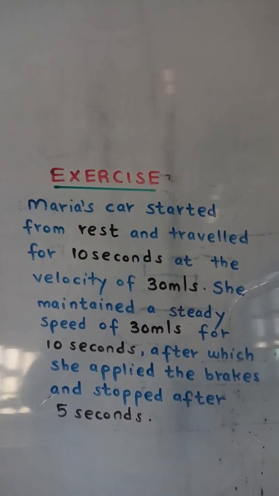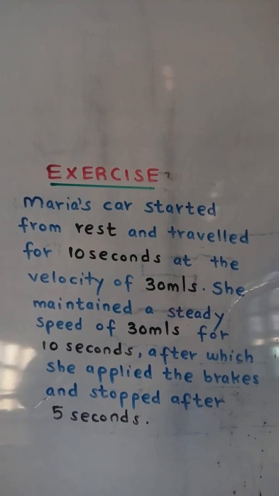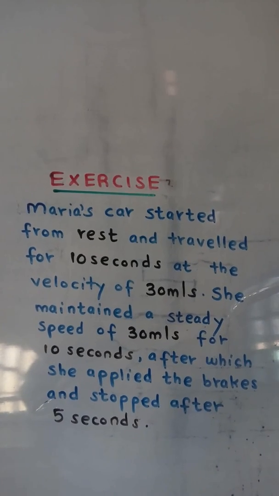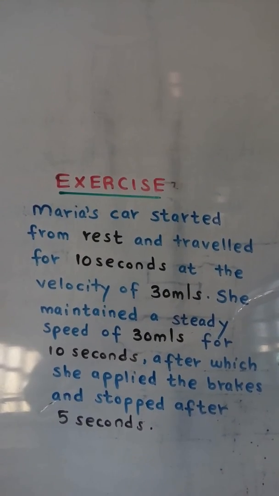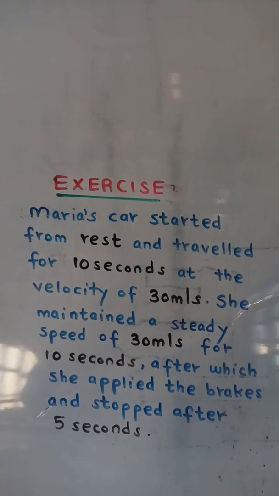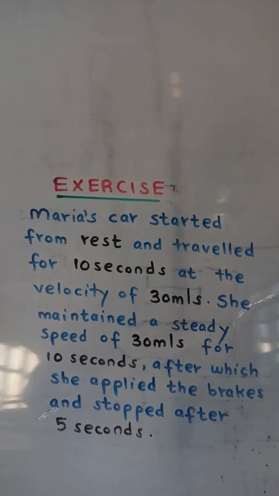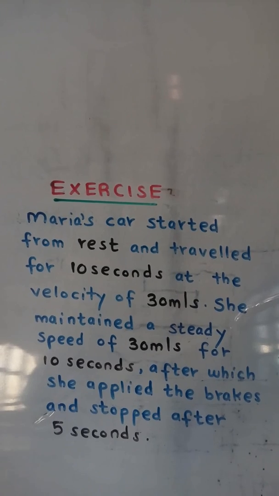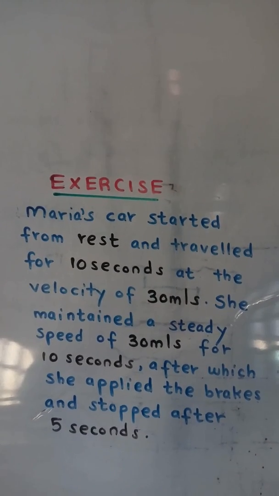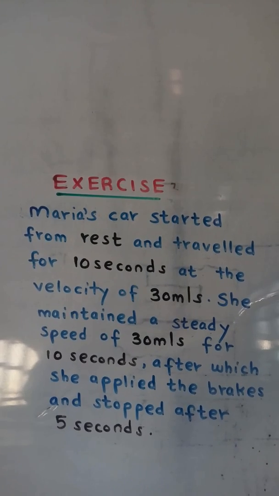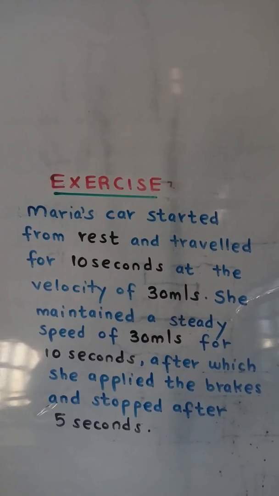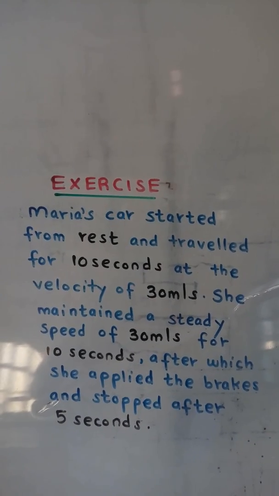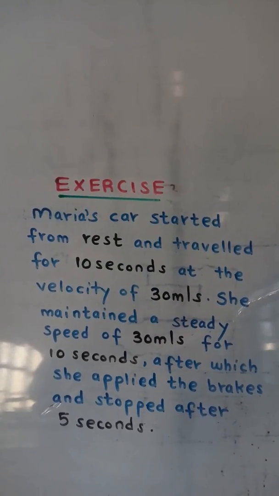Exercise. Maria's car started from rest and traveled for 10 seconds at the velocity of 30 meters per second. She maintained a steady speed of 30 meters per second for 10 seconds, after which she applied the brakes and stopped after 5 seconds.